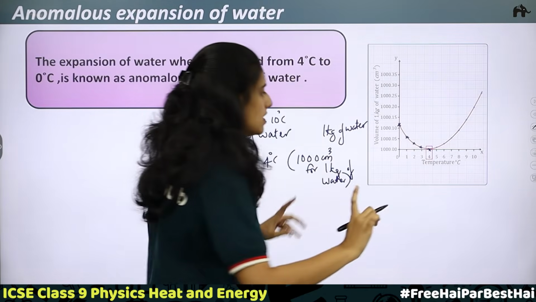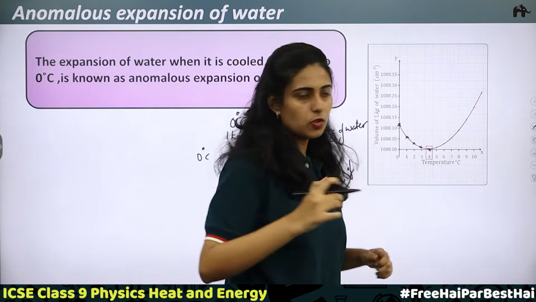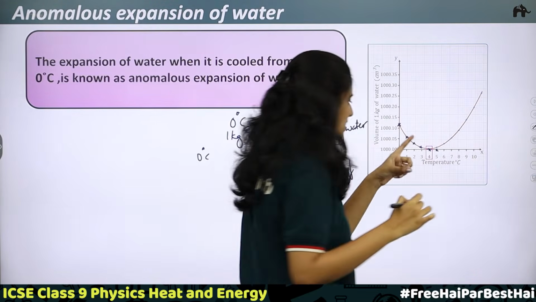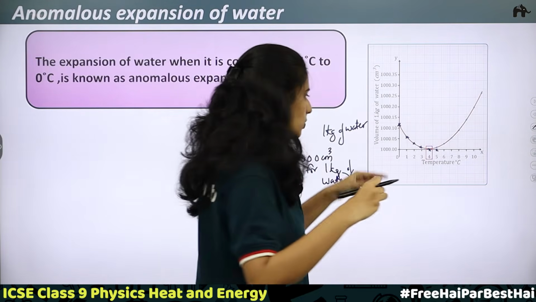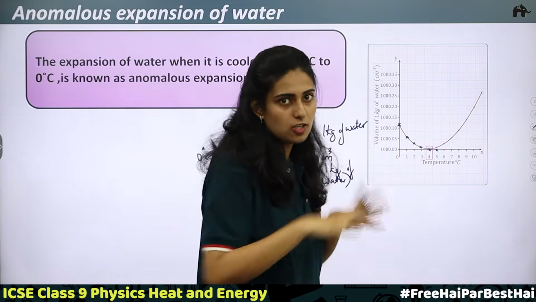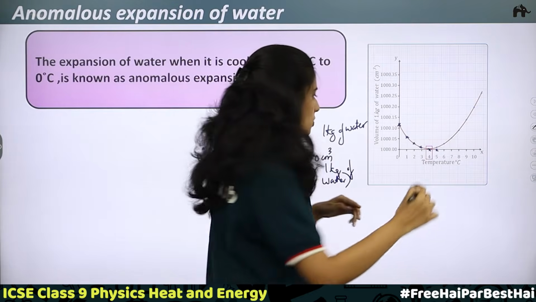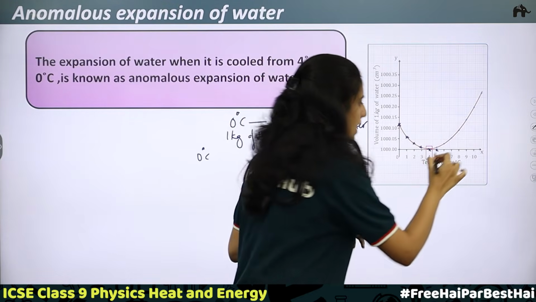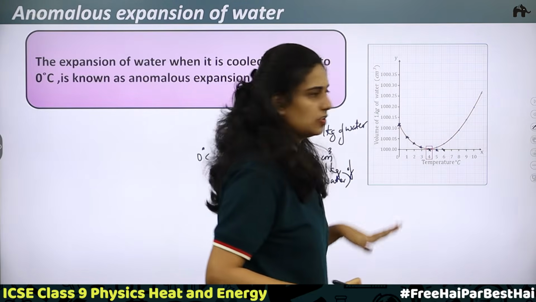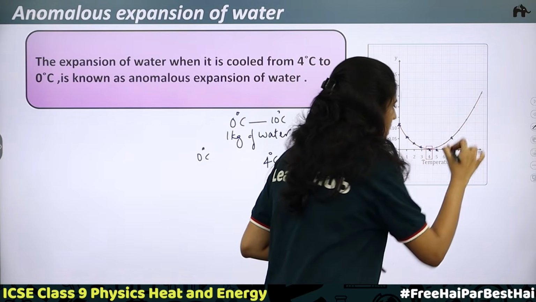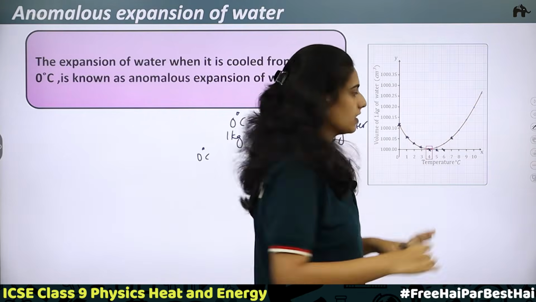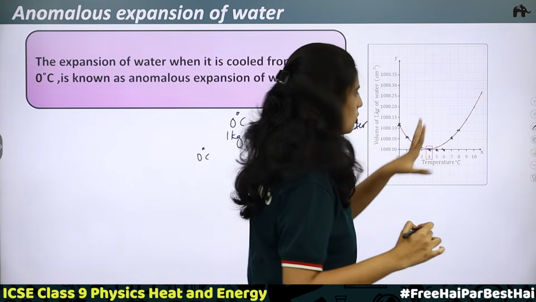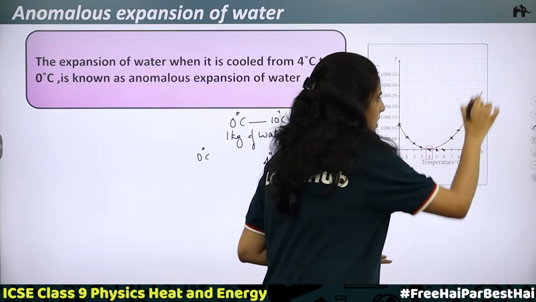Okay, next what is happening? The temperature is increasing. Further you are heating, temperature is increasing. At 5 degrees Celsius, you can see that the volume is no more decreasing. Contraction has stopped. Next is expansion. Here the volume has become 1000.01. At 6, it has become 1000.03. At 7, it has become 1000.06. At 8, it has become 1000.10. So you can see there is an increase.